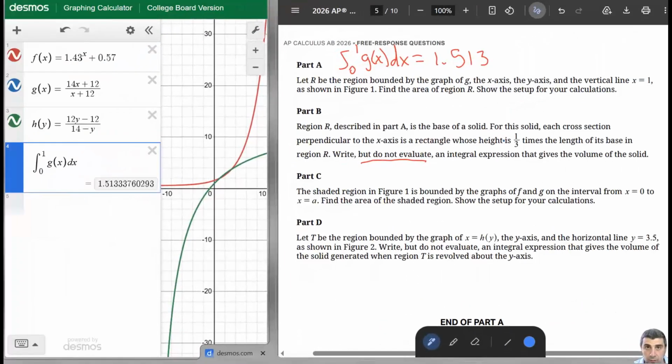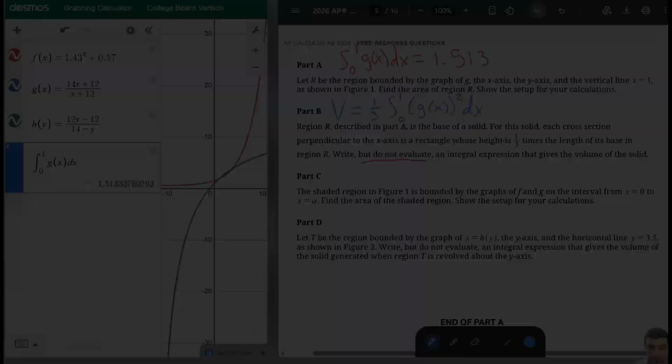Once I know the area formula for a slice, I simply integrate that to get the volume. So volume is equal to 1/3 the integral from 0 to 1, and the function we're squaring that makes the base is the g function, so it's just the quantity g of x squared dx. And that's all you have to do. No calculations necessary.